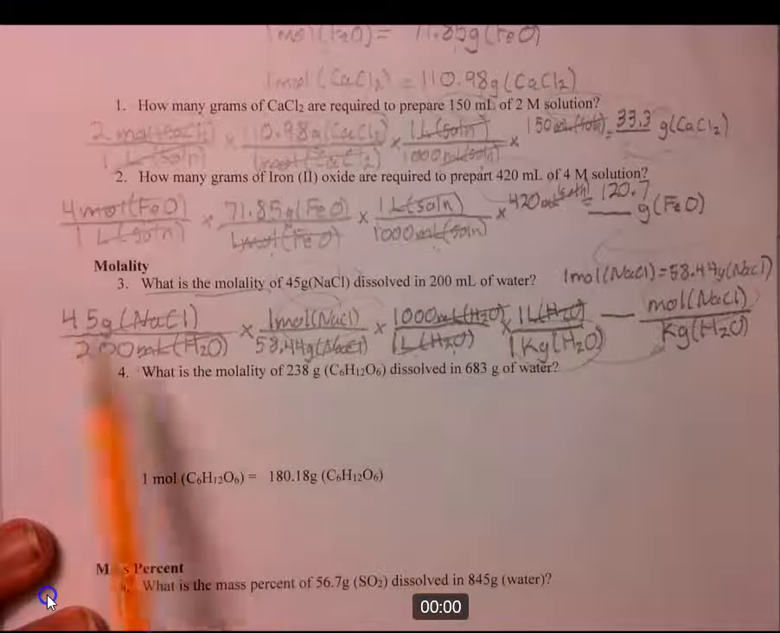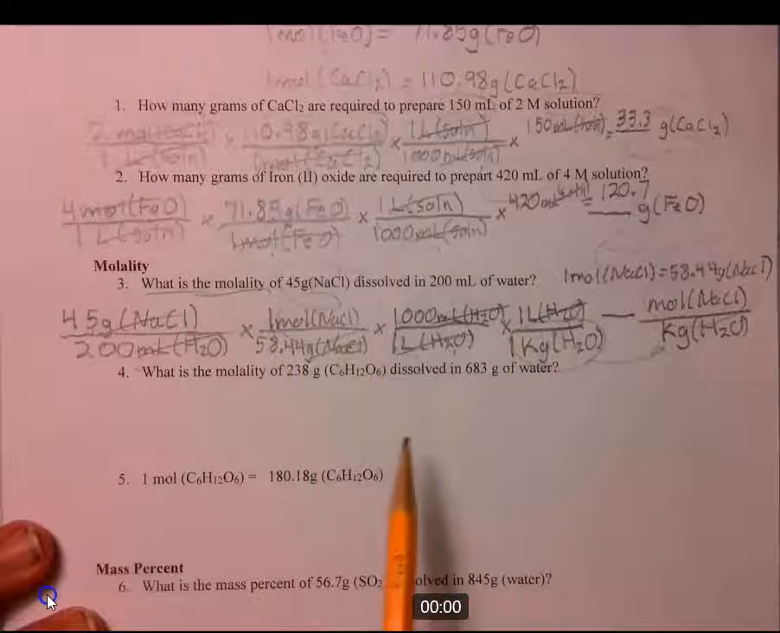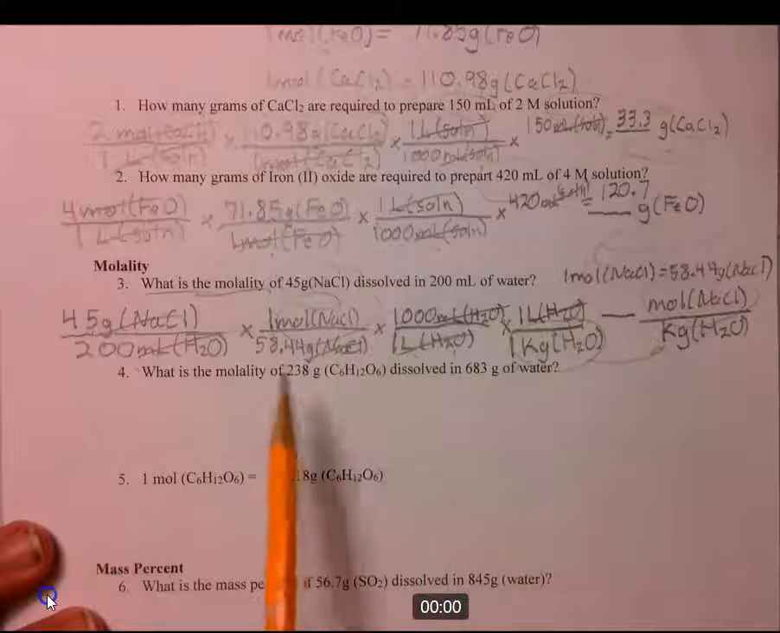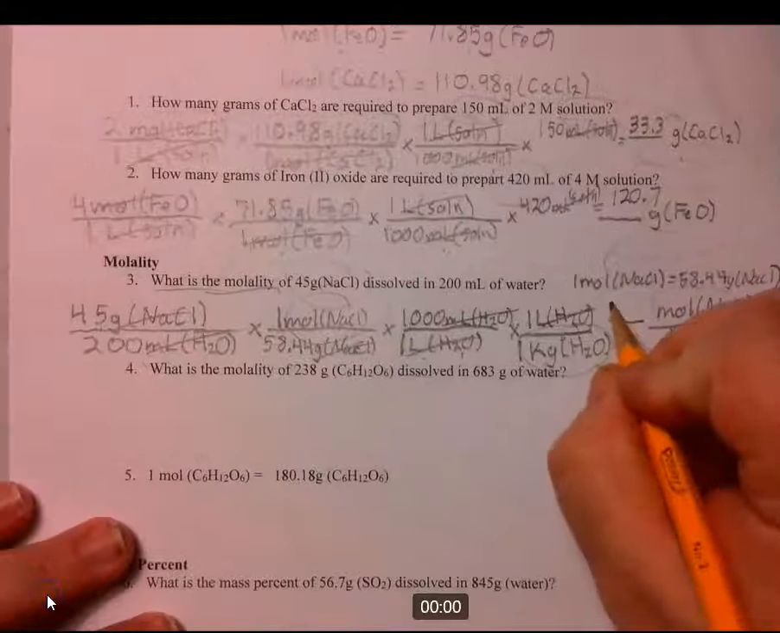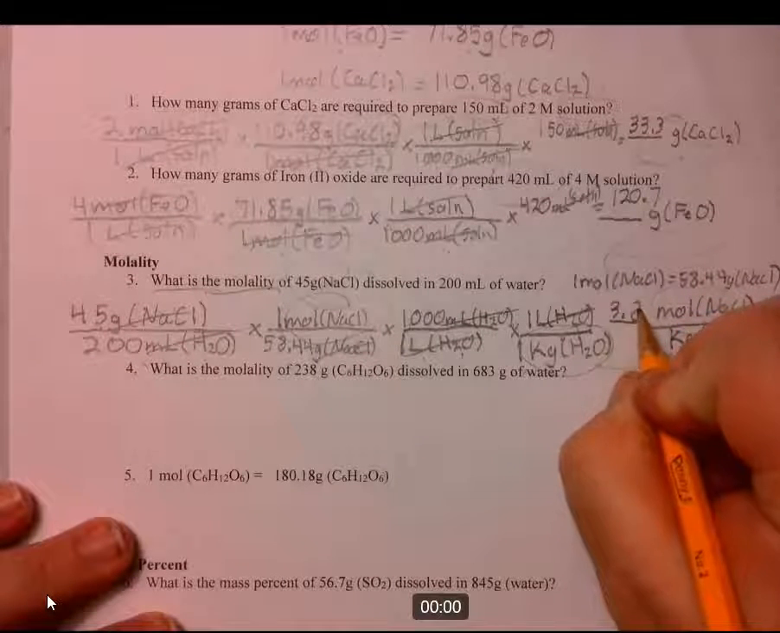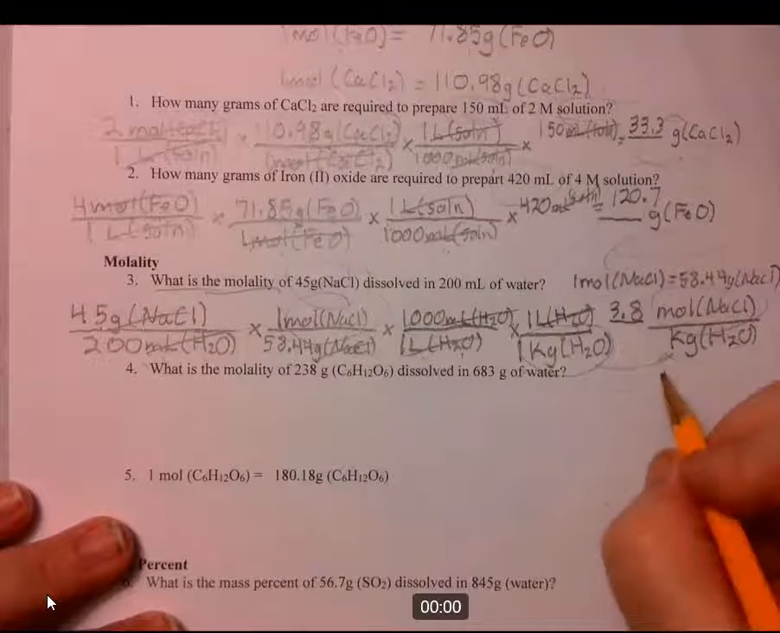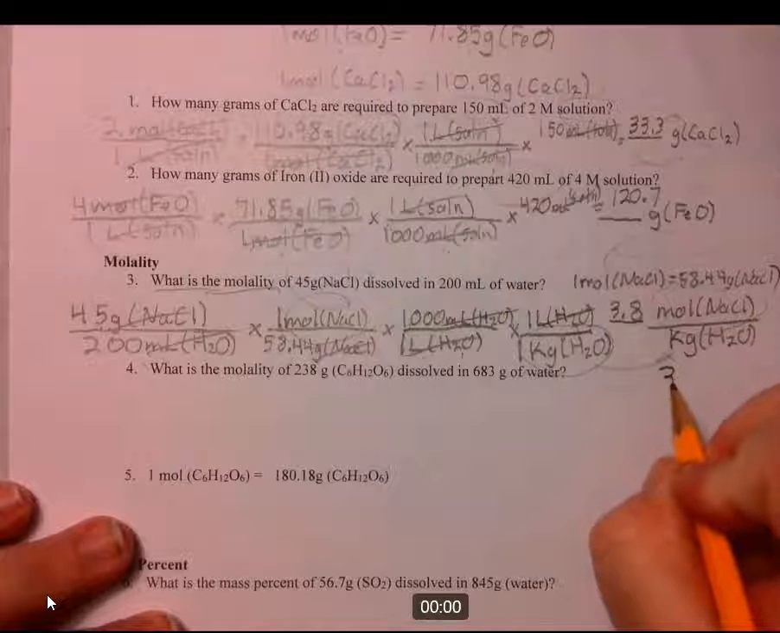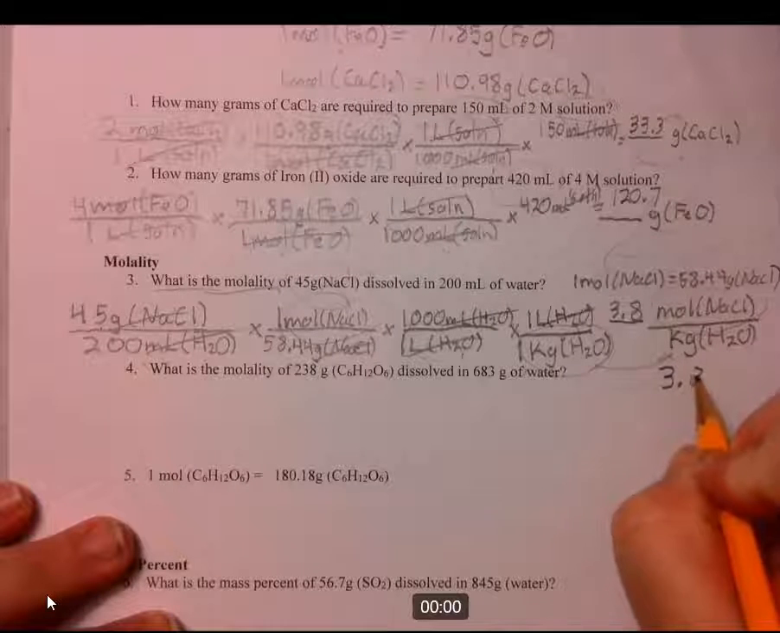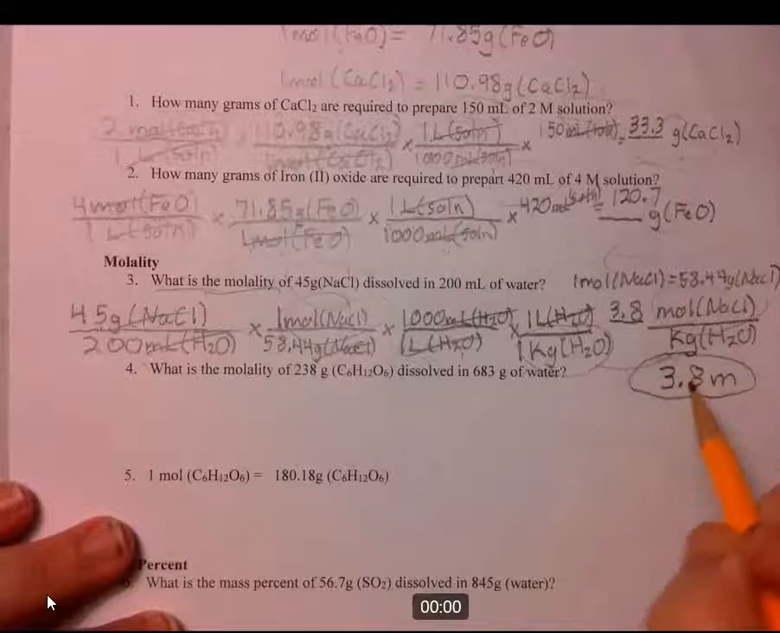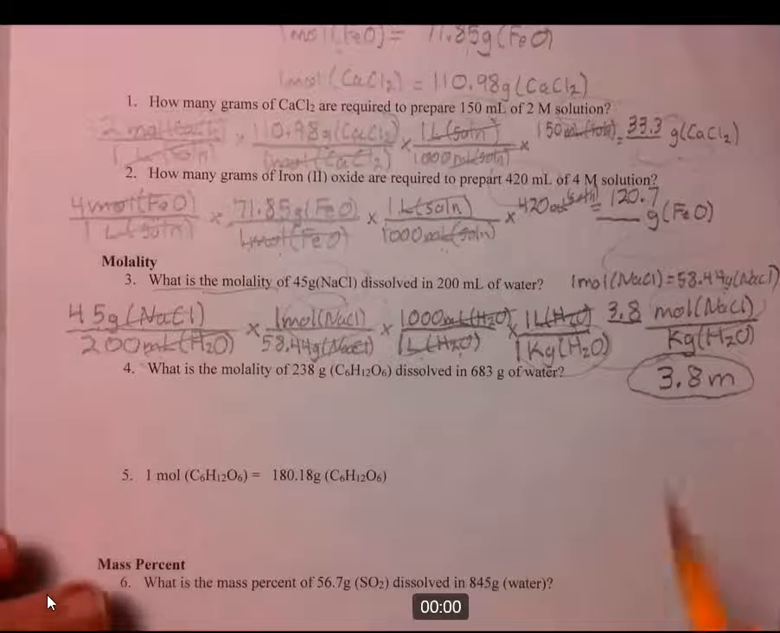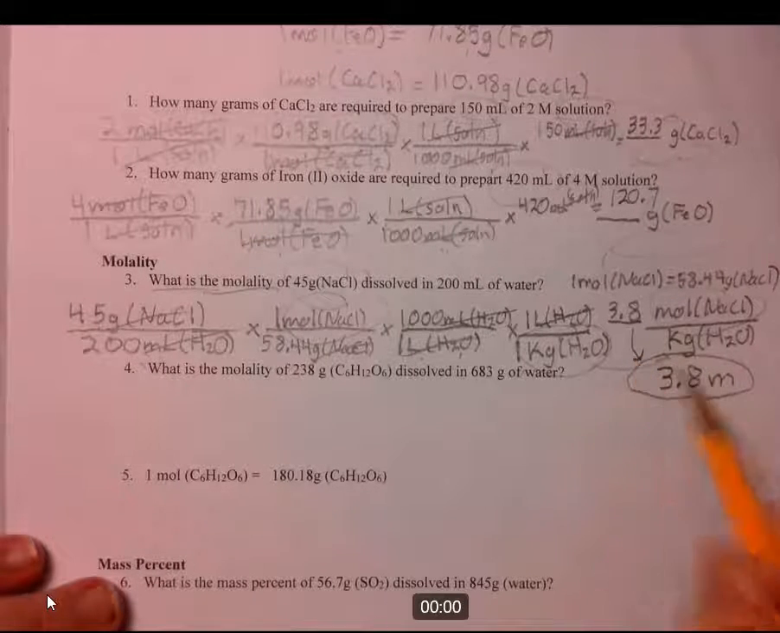So we're going to multiply 45 times 1 times 1,000 times 1 divided by 1 divided by 1 divided by 58.44 divided by 200. And that gives us 3.8 moles of NaCl per kilogram, but the proper way to write that is molal, 3.8 molal, and that's with a small m. So 3.8 molal is that answer right there.